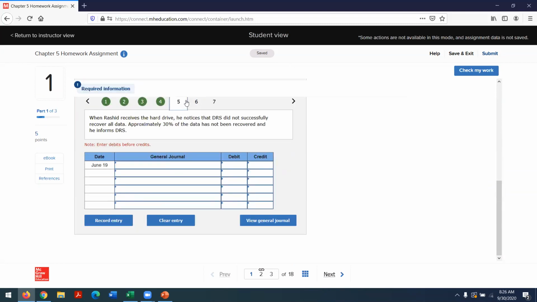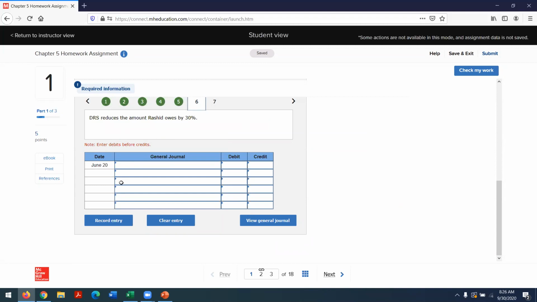Number five. When Rashid receives the hard drive, he notices the DRS did not successfully recover all his data. Approximately 30% of the data has not been recovered, and he informs DRS. No journal entry. Excellent, guys. Next.